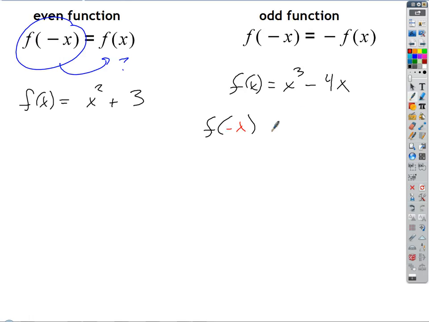So in this case, f of negative x would equal negative x cubed minus 4 times negative x, right? Everybody agree? Okay. So what happens if I simplify this side? What is the first term? What's the quantity negative x cubed? It's the same thing as negative x cubed, right?